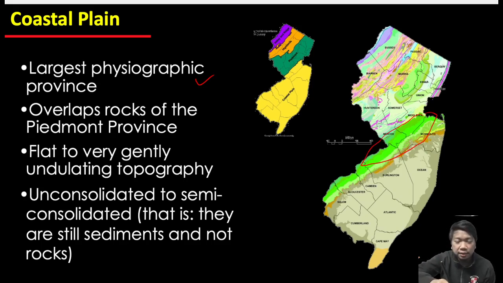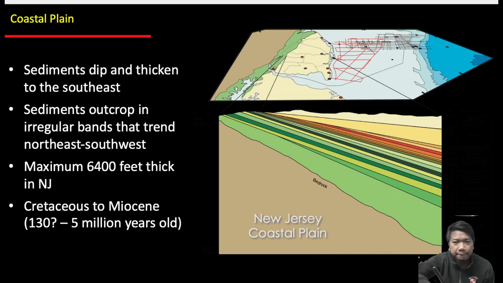That simply means that these rocks are not fully formed to be sedimentary rocks. They're still sediments and not rocks yet. Okay, so for the coastal plain, there are some interesting characteristics.